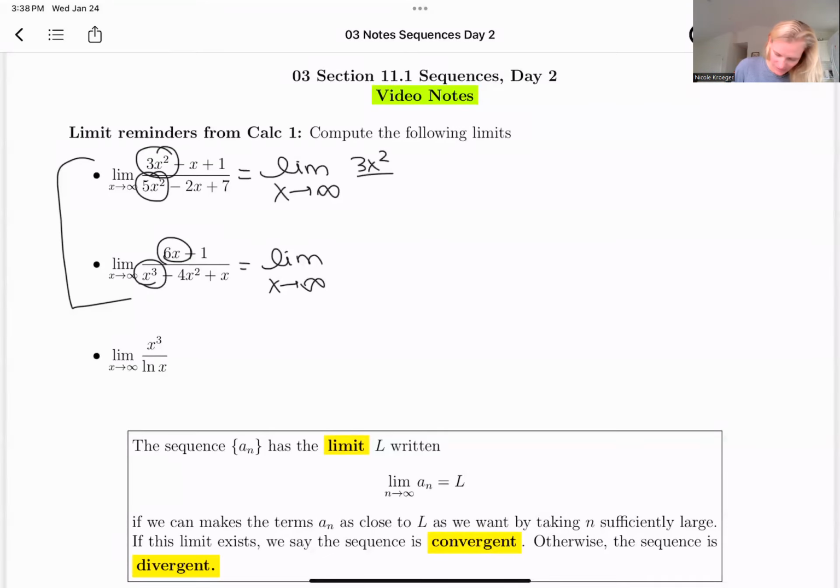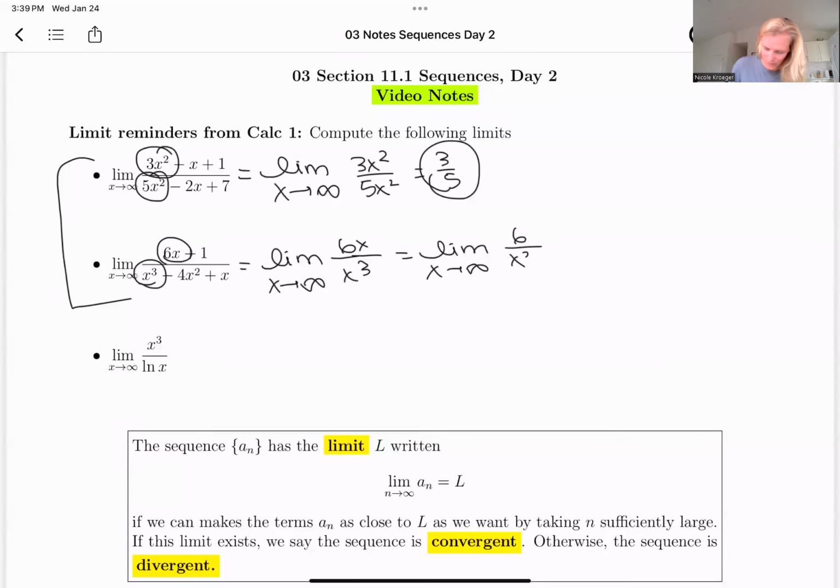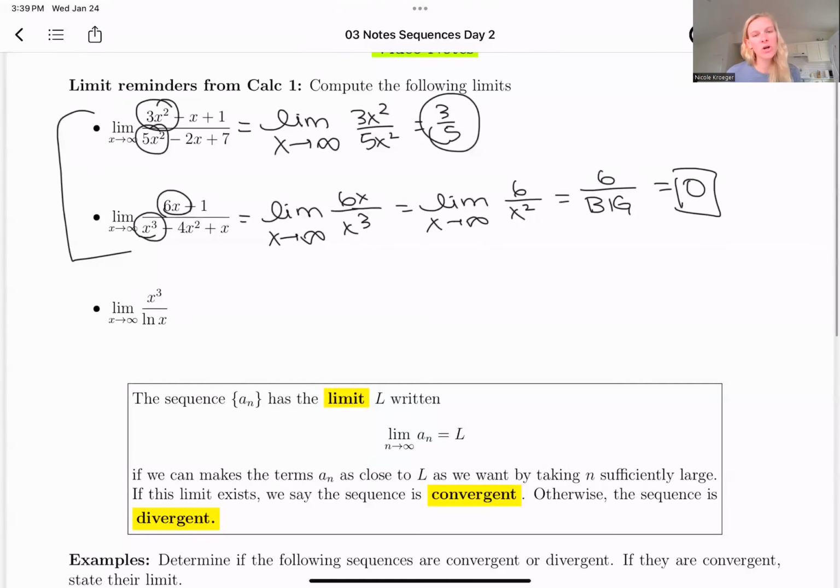So in this first case, we're gonna have 3x squared over 5x squared. We simplify that to 3/5. As x approaches infinity, 3/5 is just 3/5. So this first limit will just be 3/5. This next one, we have 6x over x cubed. When we simplify that, we're going to get 6 over x squared. Now, as x approaches infinity, we're going to get 6 over a very big number. And 6 over a really big number is something really small, something really close to 0. So this will be 0. Okay, so that works great for rational functions. A polynomial divided by a polynomial, just take the highest power in the numerator and denominator.